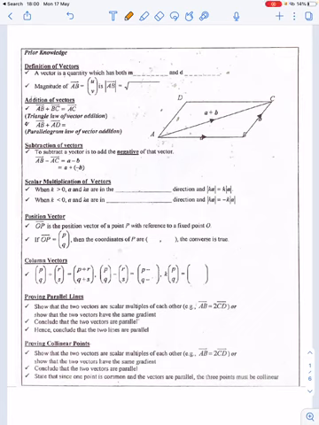Welcome to Minute Math. Today we'll be going through a very important topic, known as vectors. This sheet summarizes what you need to know for vectors.